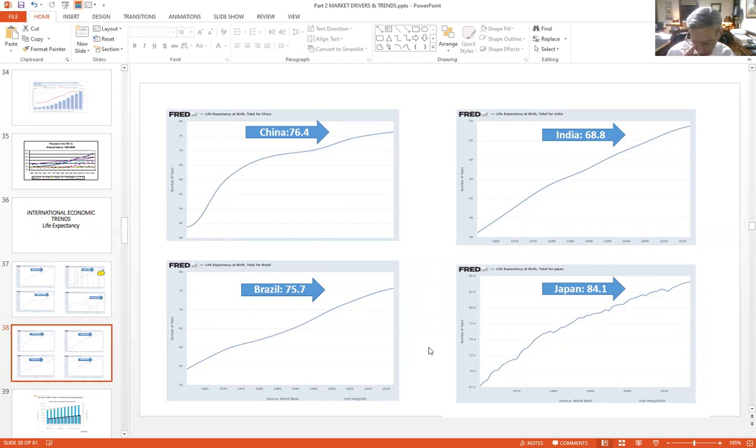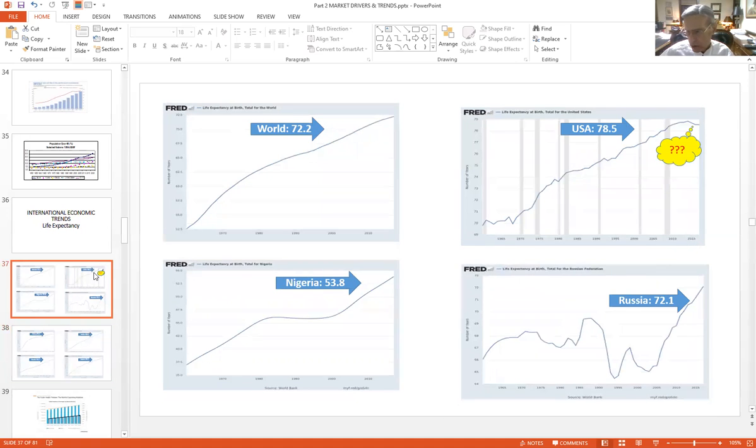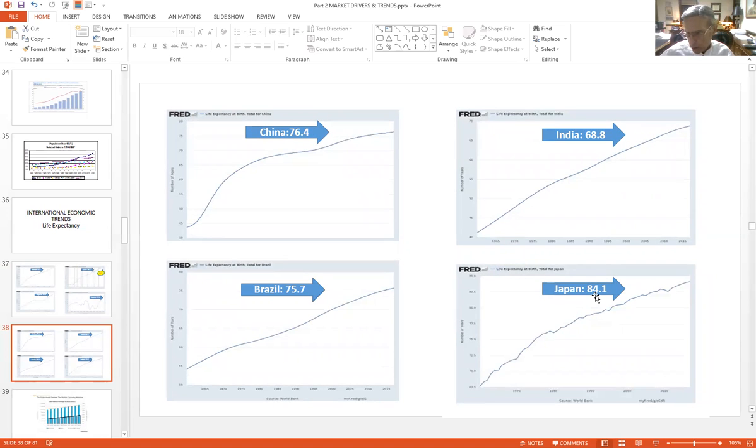Brazil's 75 or 76. India, on the other hand, a lesser developed nation, less than 70, but rising. The real surprise is Japan, where life expectancy is longer than any other developed nation at about 84. That's a whole lot older than the US at 77, was it? 78. Okay, so we have the US at 78 and Japan at 84, 6 years longer.